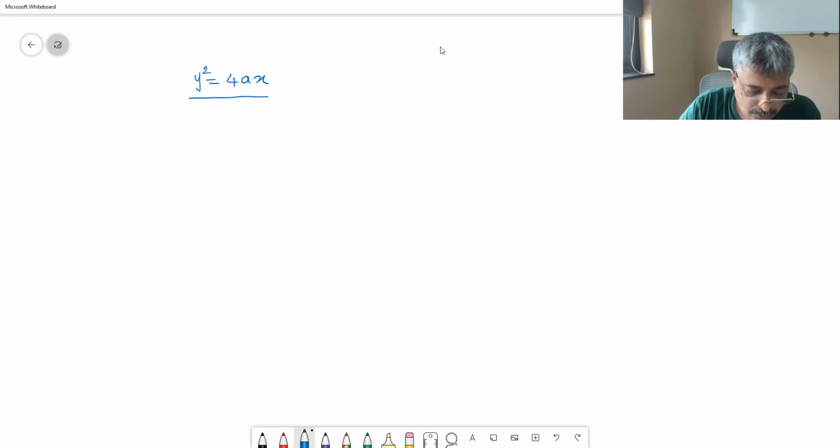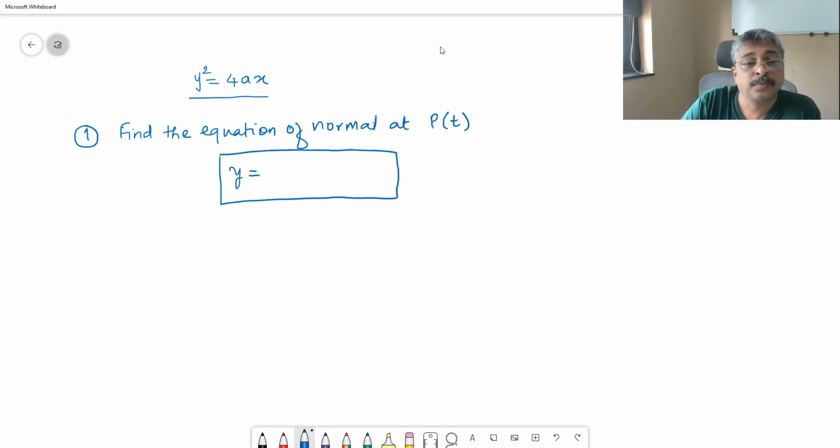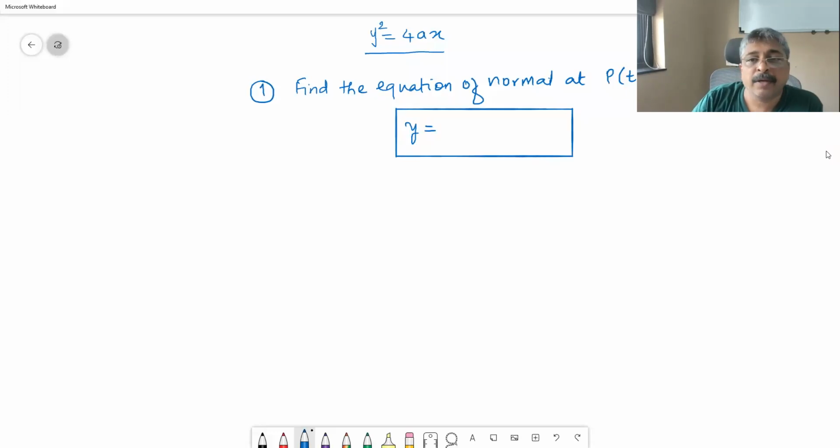Now, find the equation of normal at Pt and express it as y is equal to... The equation of normal to y square is equal to 4x is: y equals minus tx plus 2at plus at cube.